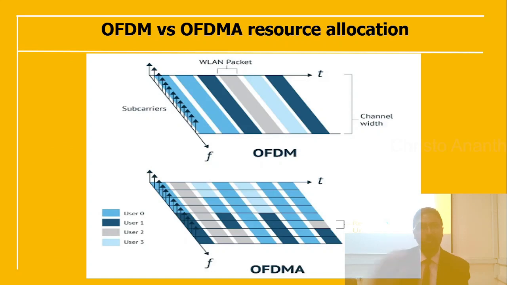So we have the OFDM versus OFDMA resource allocation. Here we have channel subcarriers, the WLAN, wireless LAN packet, and the channel width. Okay, so this is OFDM. Here you see user 0, user 1, user 2, and user 3. This is the resource unit you will see for each of the users. Orthogonal frequency division multiple access.